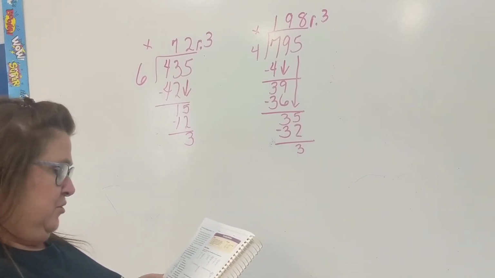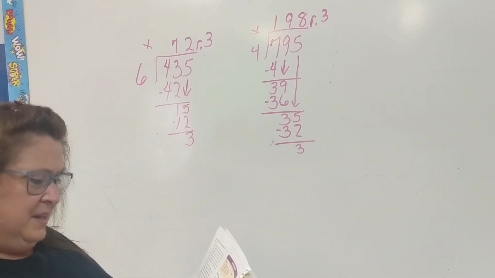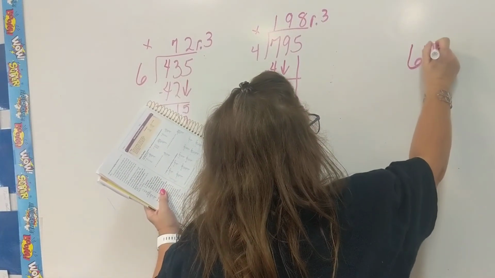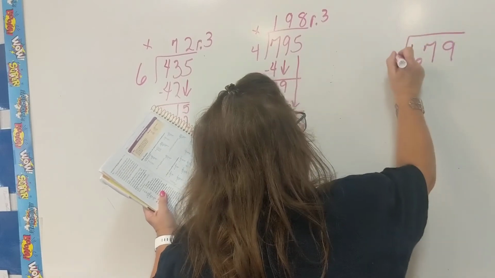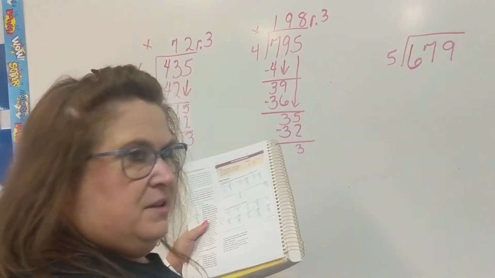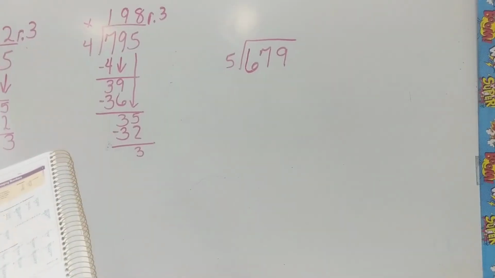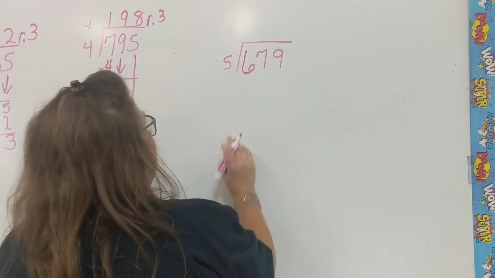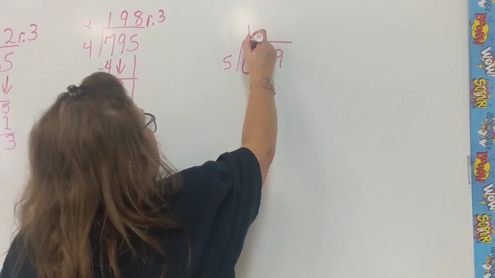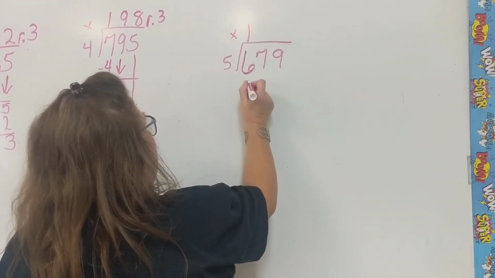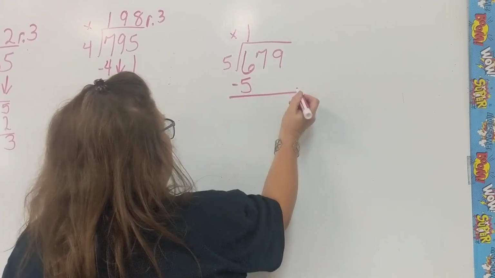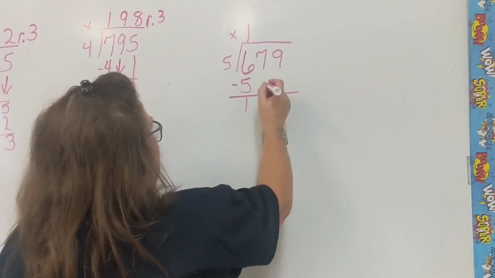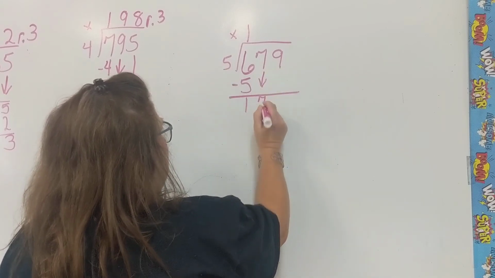All right, and let's do one more. Look at letter I. Let's do letter I together. 679 divided by 5. Yes, divided by 5. Okay? So how many times can 5 go into the first digit? How many times can 5 go into 6? 1 time. Put our 1 up there. 1 times 5 is 5. We subtract. 6 minus 5 is 1. Is 1 smaller than our divisor? It is. We bring down our next digit, which is a 7.